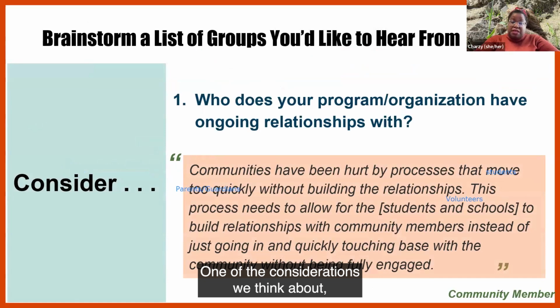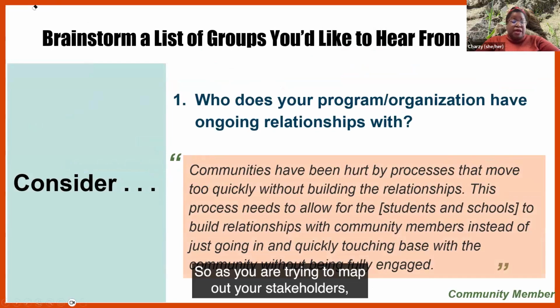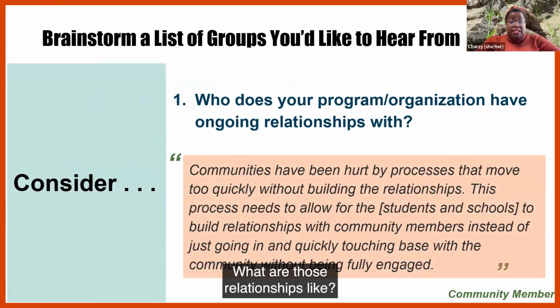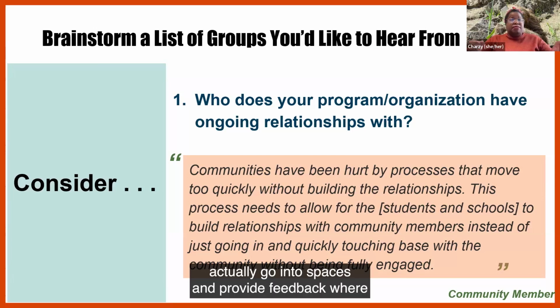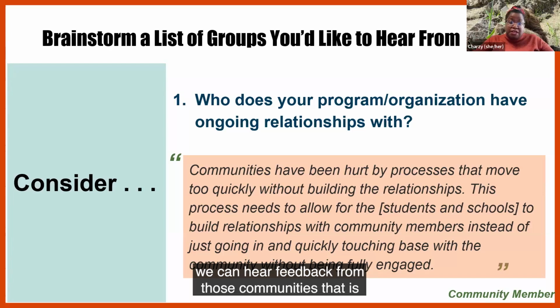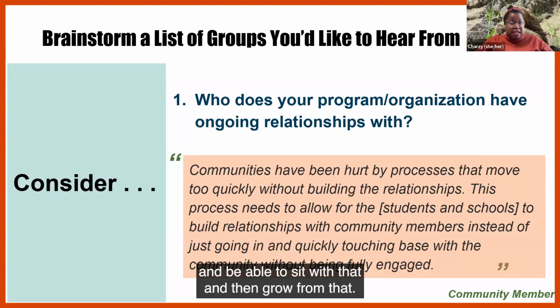So one of the considerations we want you to think about is, who does your program or organization have ongoing relationships with? So as you are trying to map out your stakeholders, who are your stakeholders currently? What are those relationships like? Because we might have relationships that are deep and meaningful, and where we can actually go into spaces and provide feedback, where we can hear feedback from those communities that is positive as well as negative, and be able to sit with that and then grow from that.